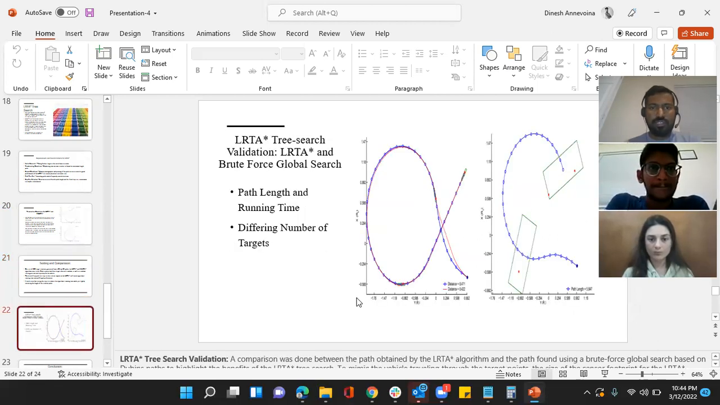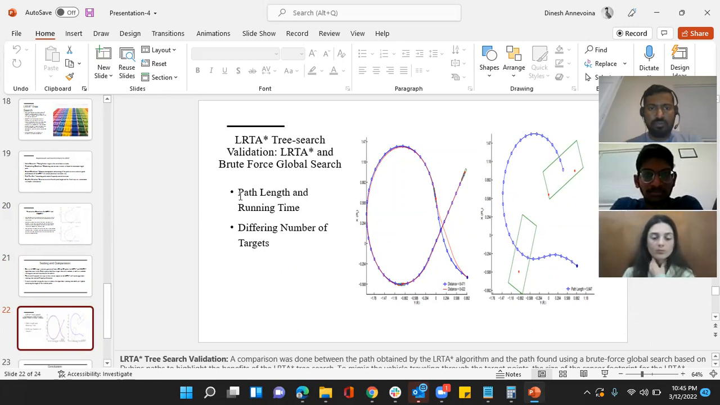And coming to the next one, it's kind of validating the tests, how they validate the tests using this real-time A-star search. They also compared this search to the brute force global search we learned in our previous classes. So yeah, this learning real-time A-star search produced the best results based on these three criteria: path length, running time, and differing number of targets.